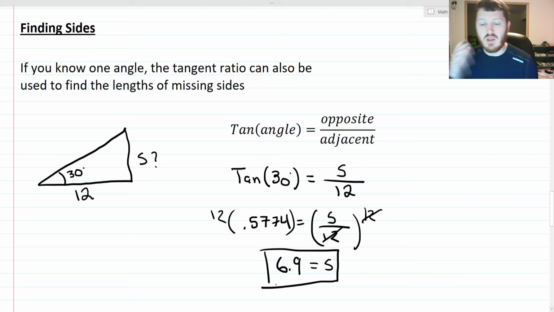So now we know the angle, so we need to find the side length that makes the ratio true. We need to find the correct side length so that this 30-degree angle has the right ratio.